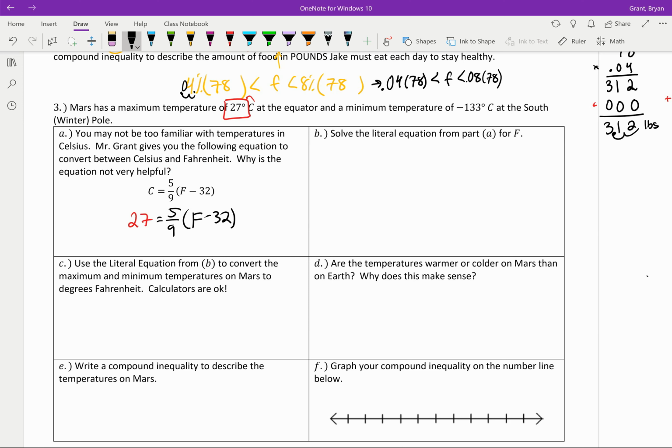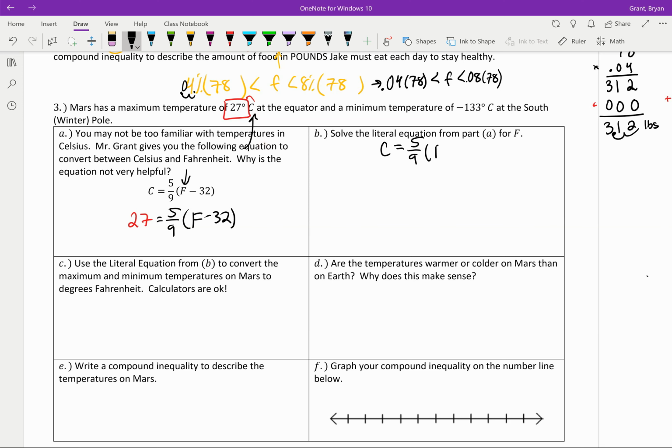So that's what we're really looking for when we have an equation to convert between temperatures: we want to make sure that the independent variable, the input, is the variable that we're interested in. Right now it's not. So that is the issue with why this equation is not very helpful. But the nice part is we have these algebraic skills that will let us turn this equation into something more helpful. So let's rewrite the equation over here.